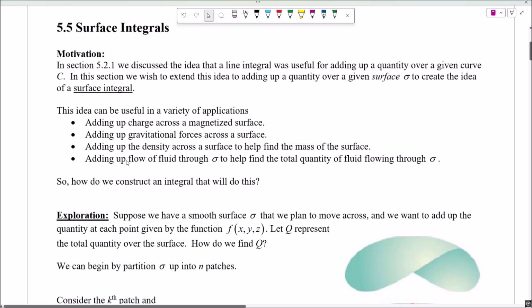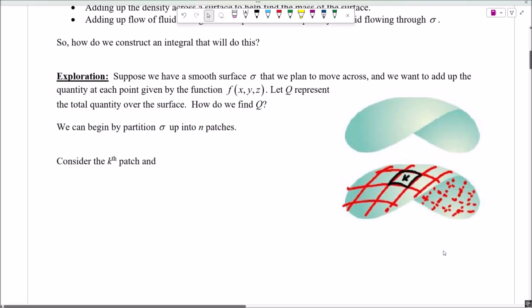And another application that we'll actually talk about in a later section is this idea of fluid flow. If I could add up the amount of fluid that flows through sigma, and the rate at which that happens, I could ultimately add up the total amount of fluid that flows through sigma in a given time period. So these are all the sorts of things that a surface integral might be able to help us do. But how do we actually construct an integral like this? It's actually a lot easier than we might first expect, and has some classic calculus components in the construction. So let's take a look here.